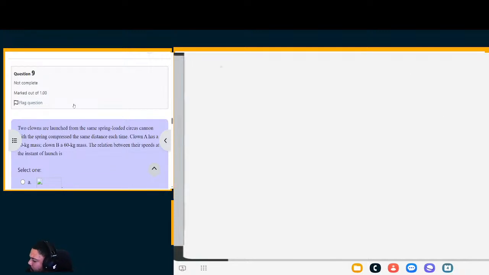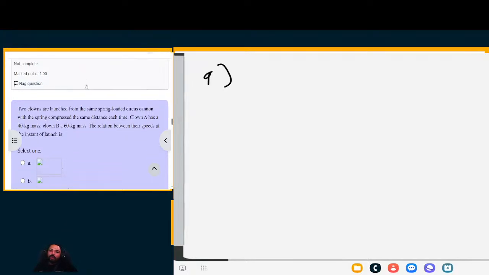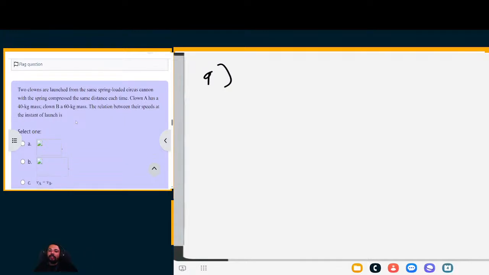I hope that you pay attention to this particular question, because lecturers tend to ask questions like these. Two clowns are launched from the same spring-loaded circus cannon, with the spring compressed the same distance each time. Clown A has a 40 kilogram mass while clown B has a 60 kilogram mass. What is the relation between their speeds at the instant of launch?